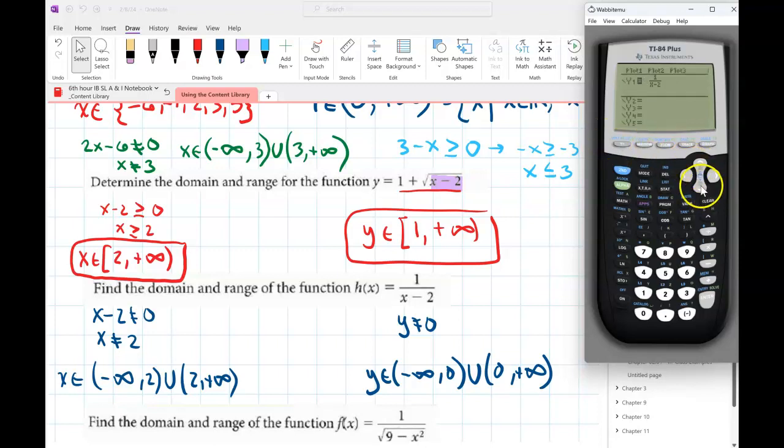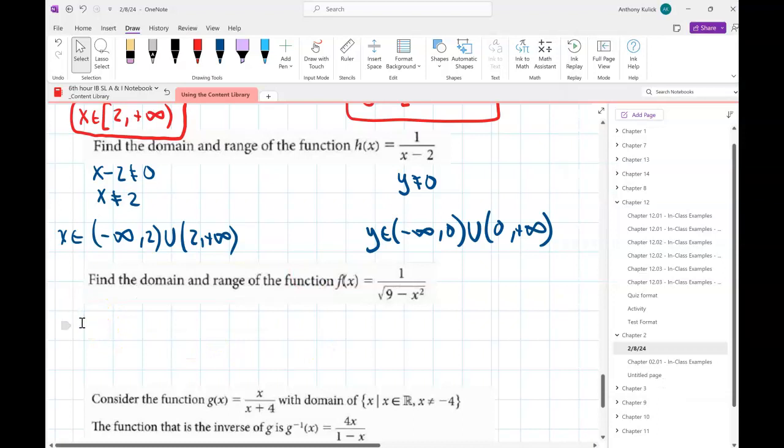Just as a word of warning, if you try to type it in like this, let's see what we get, because it's not going to be the same thing. Oh no, what happened? Why did I get the wrong answer? Because this did 1 over x and then minus 2 next to it instead of in the denominator. Got to be careful with how you're typing that in, right? Very easy to make that mistake. All right.